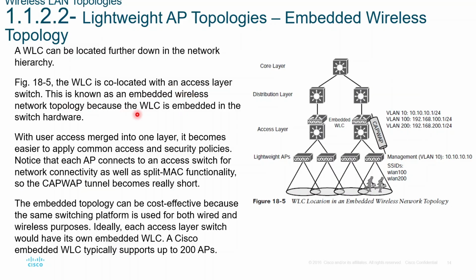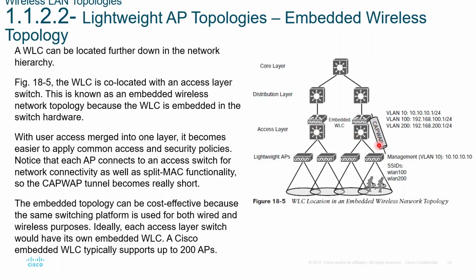Okay, so I was wrong in the first part. The embedded topology can be cost effective because the same hardware is used for both wired and wireless. So what's happening is that you will have a WLC directly connected to the switch, and it's just the fact that it's close to the access layer.